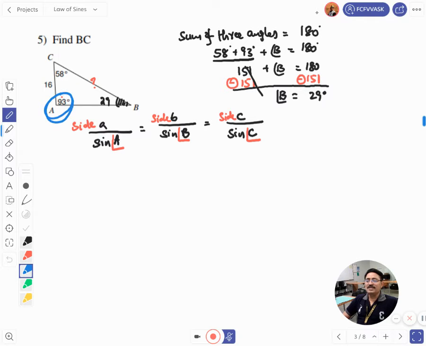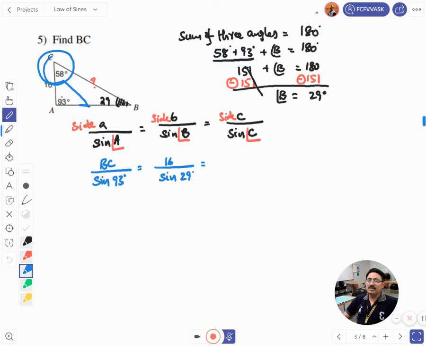What is side A means? The side opposite to angle A, which is not there. In fact, you are asked to find this one. So it is BC over sine. What is the angle here? 93 degrees. Next, side B. Side B means the side opposite to angle B, which is 16 over what is angle B means, that is 29 degrees. Next, C. So angle is given and side is not given.